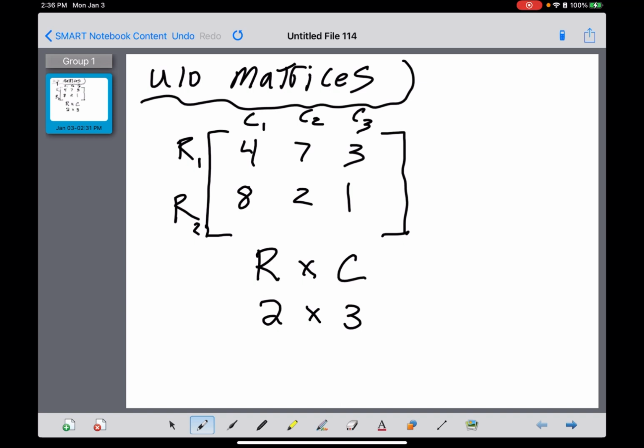3 is the element in row 1, column 3. So we could have you name where elements are located.